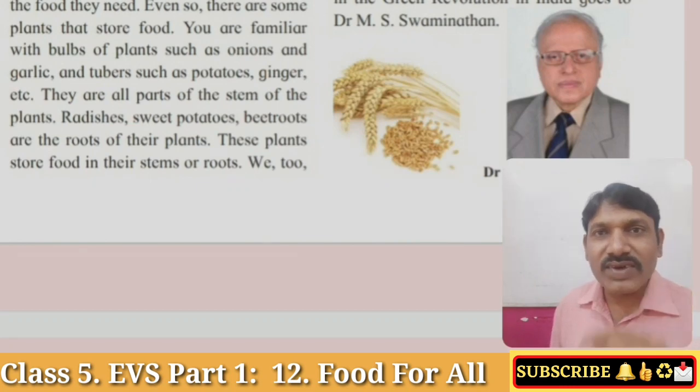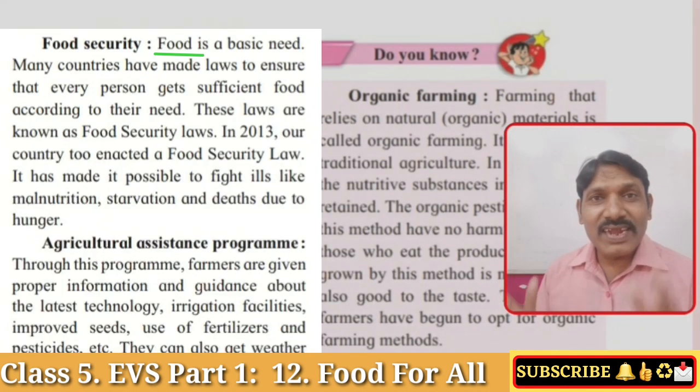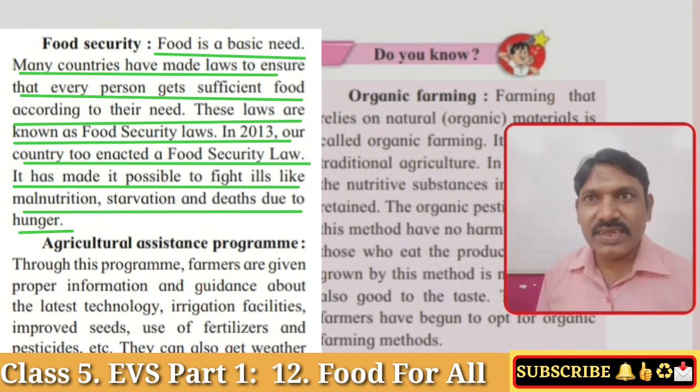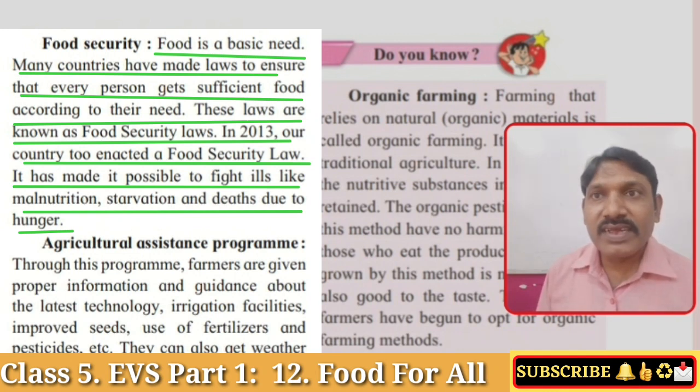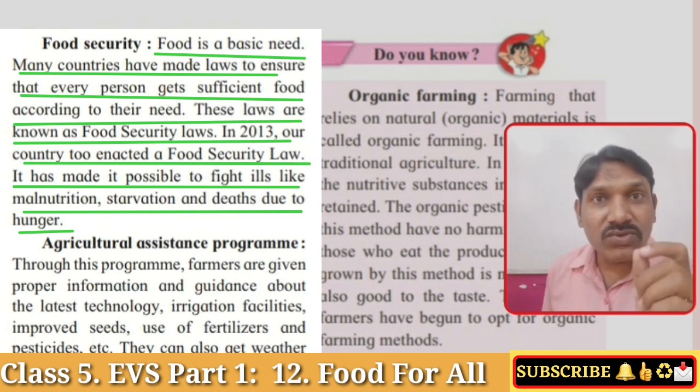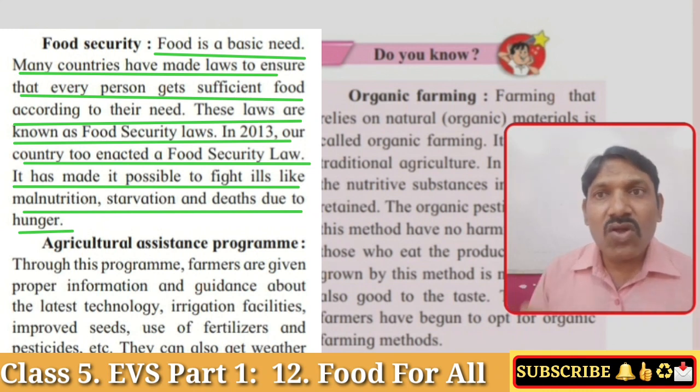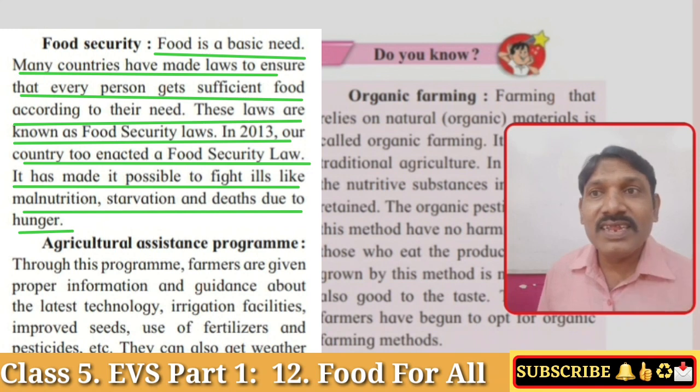Let's move forward. Dear students, now let's learn about food security. Food is a basic need. Many countries have made laws to ensure that every person gets sufficient food according to their need. These laws are known as food security laws. In 2013, our country too enacted a food security law. It has made it possible to fight ills like malnutrition, starvation, and death due to hunger.